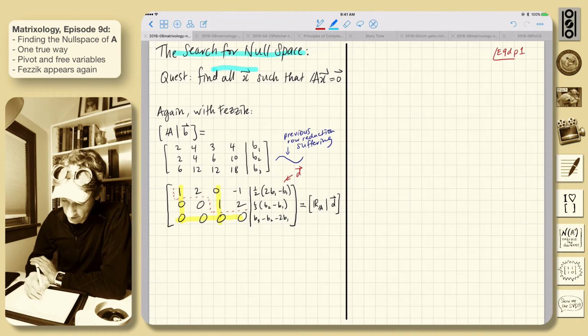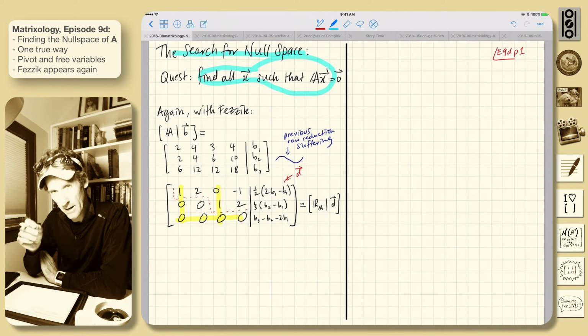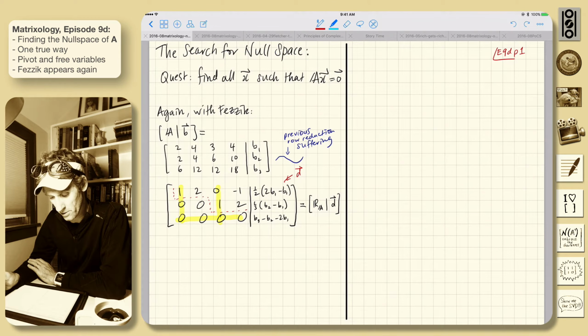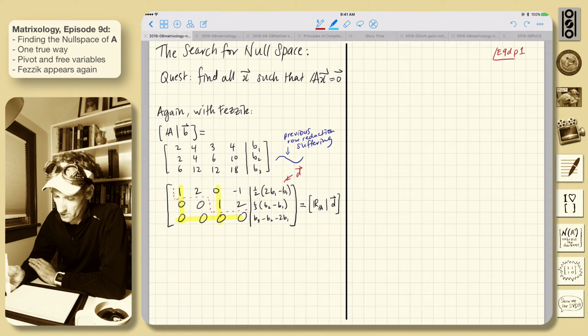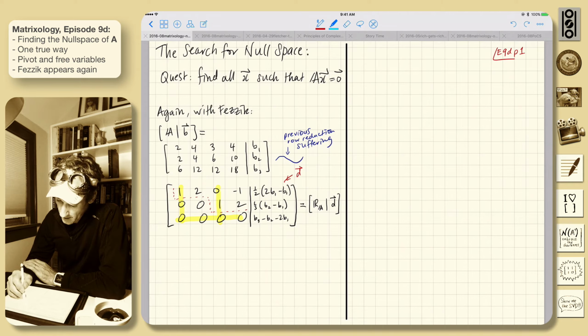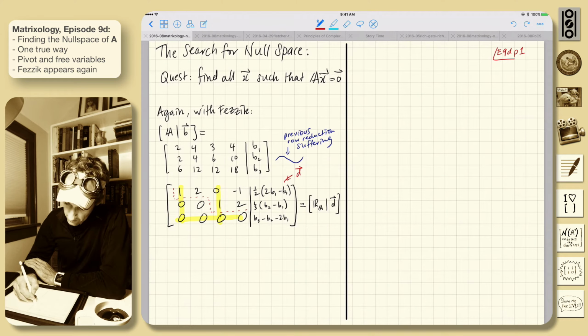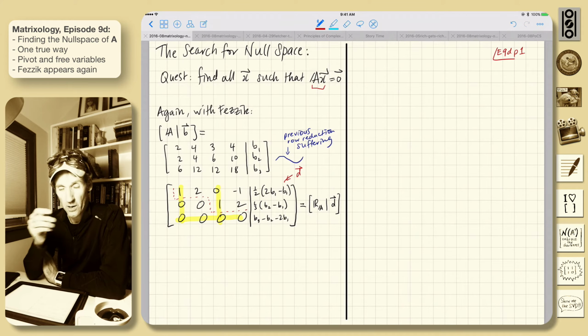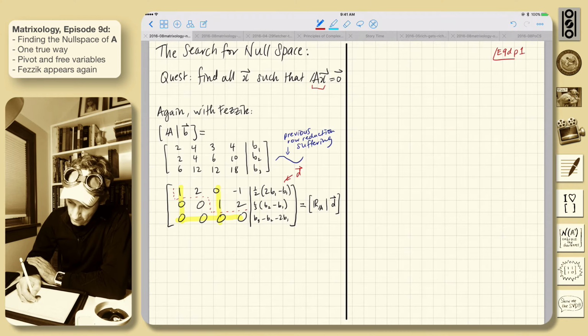We're going to find all x such that A times x equals 0. We want to solve the homogeneous equation. We're multiplying x on the right of A, so x is on the right of A. So we sometimes will say this is the null space, but it's really the right null space.